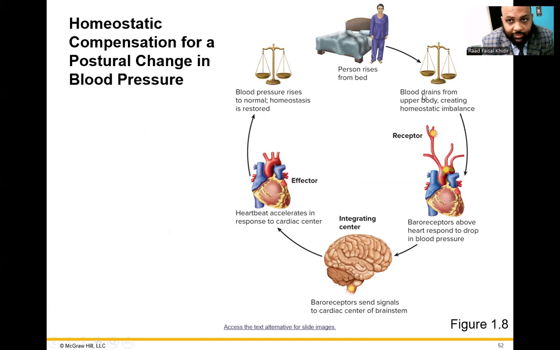The person rises from bed. You see what happens? There's no equality in the blood, so the blood drains from the upper body, creating a homeostatic imbalance, and the baroreceptors above the heart respond to a drop in the blood pressure, and then the heartbeat accelerates in response to the cardiac center, and then the blood pressure rises to normal.